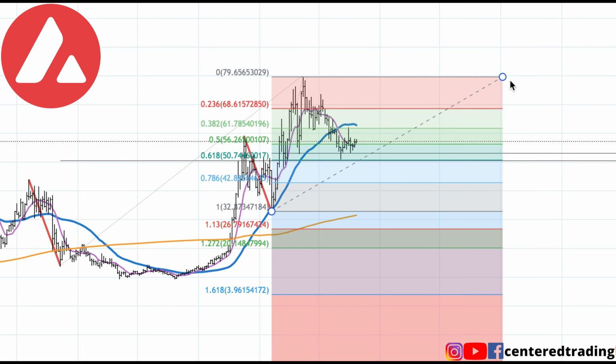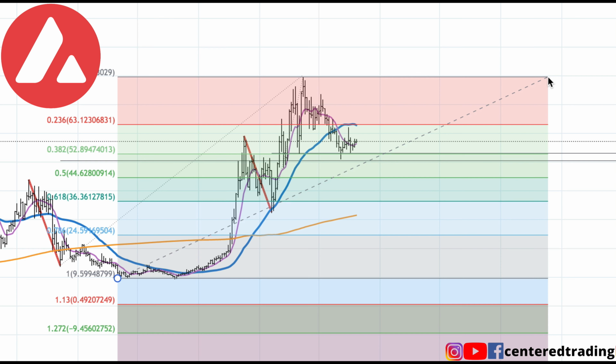Going to delete this temporarily. Going to do another pull from this pivot low to pivot high. And with this pull, we have a 382. So there are multiple retracement areas that are matching up with this potential area of support.